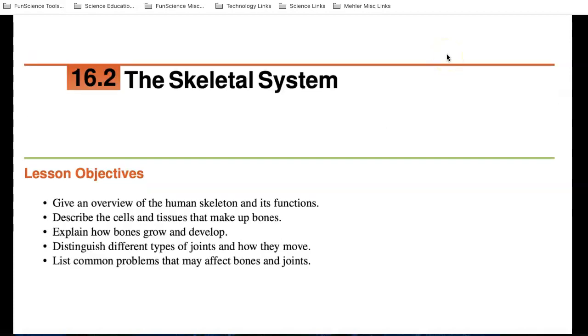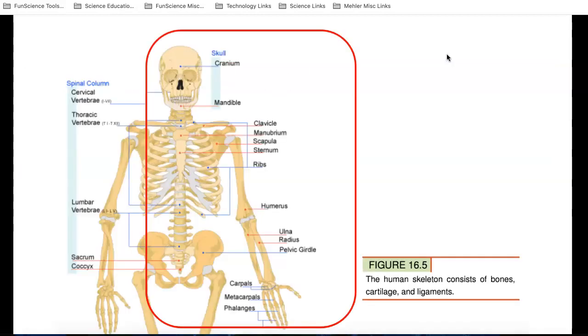So let's take a look at some of the lesson objectives for 16.2. We're going to give an overview of the human skeleton, describe the cells and tissues that make up bone, explain how bones grow and develop, distinguish between different types of joints, and list a few common problems.